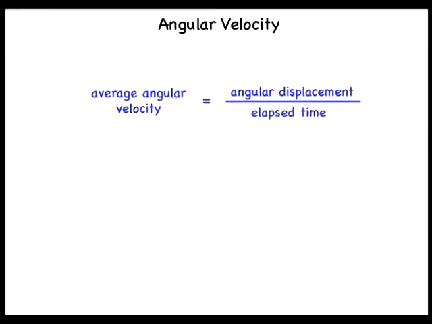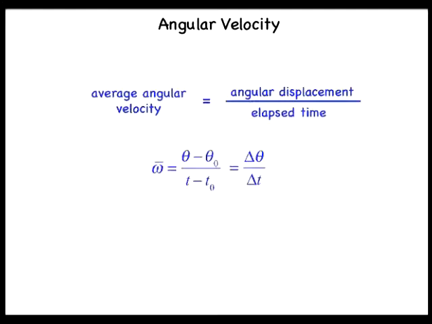The average angular velocity is defined as the angular displacement divided by the elapsed time. Or, we write, the average angular velocity, omega bar, equals theta minus theta 0 divided by t minus t0, which equals delta theta divided by delta t.